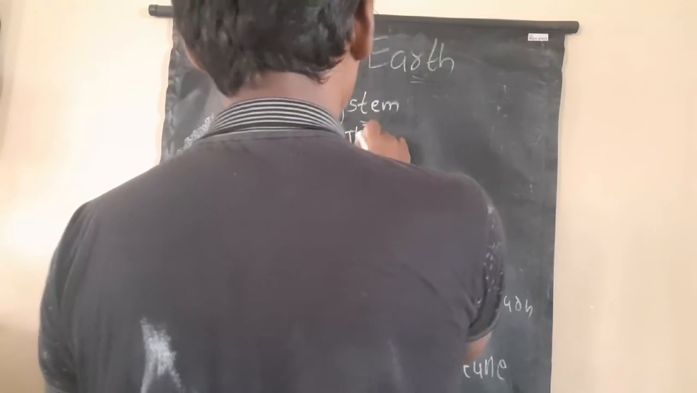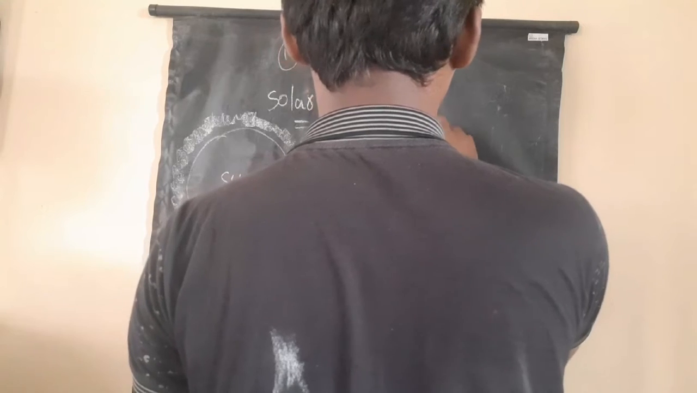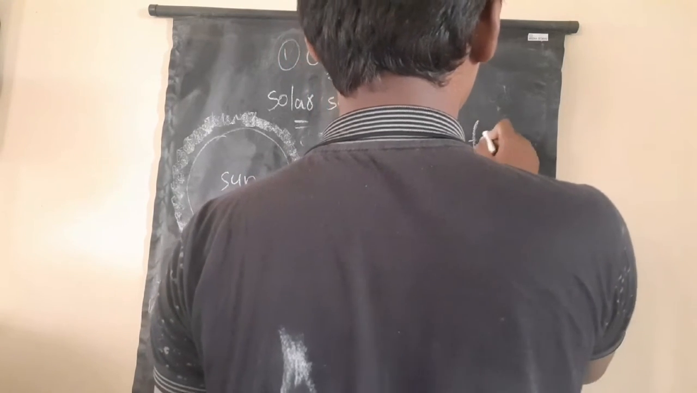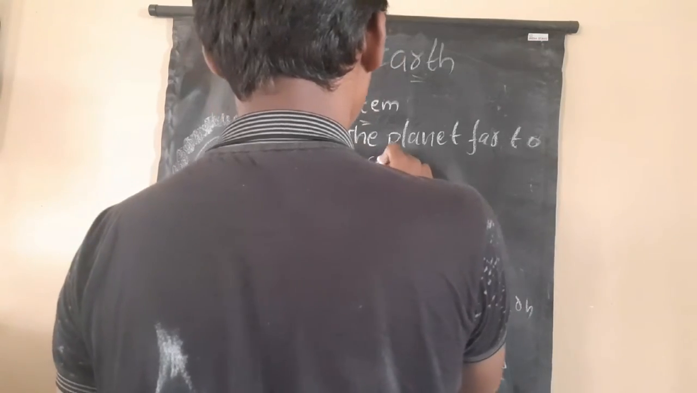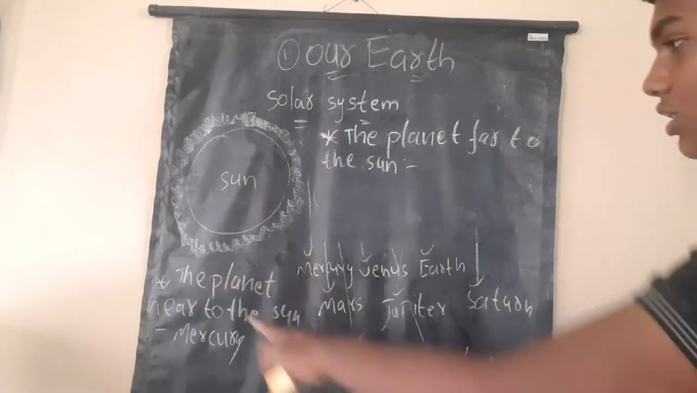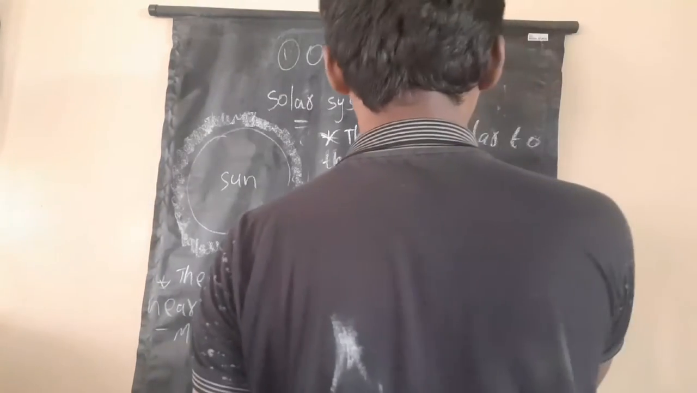The planet far from the sun, meaning the last planet, is Neptune.